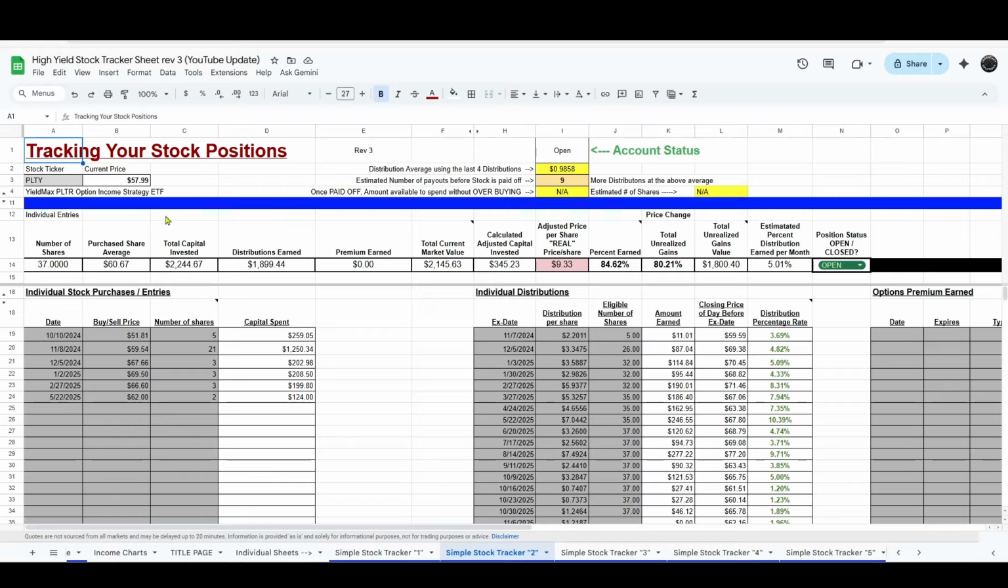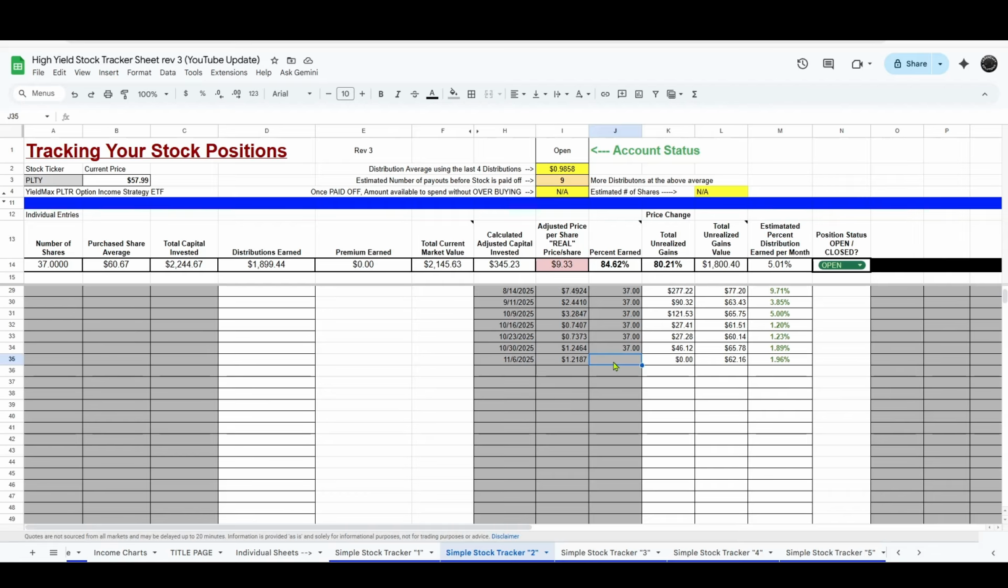All right, so next we've got PLTY. And for PLTY, I have not made any purchases. So the number of shares would be 37. So my real price per share of $9.33 now becomes $8.11. And that is awesome, right? You can see that the current price is $57.99. I am just knocking this one down at a real price per share of $8.11.